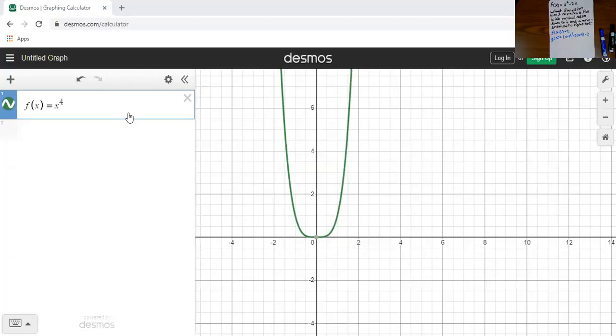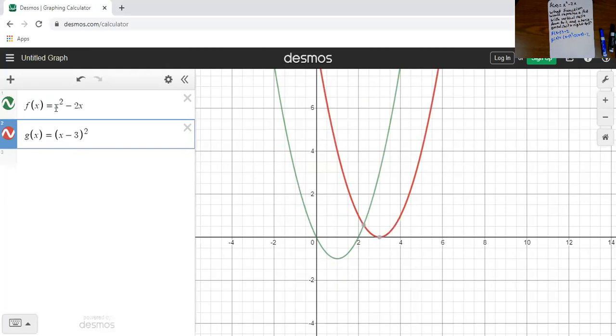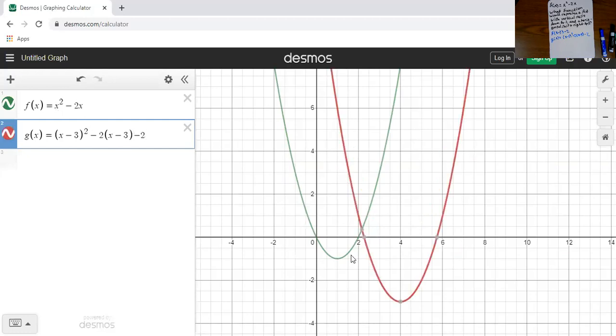Now let's go ahead and check our work by graphing f and g and seeing if our conclusion was correct. So our parent function is x squared minus 2x, this parabola here. And its transformation is x minus 3 squared minus 2 times x minus 3 minus 2. All right, and so we can clearly see that we shifted to the right 1, 2, 3, and down 1, 2. So we were able to successfully transform our function.